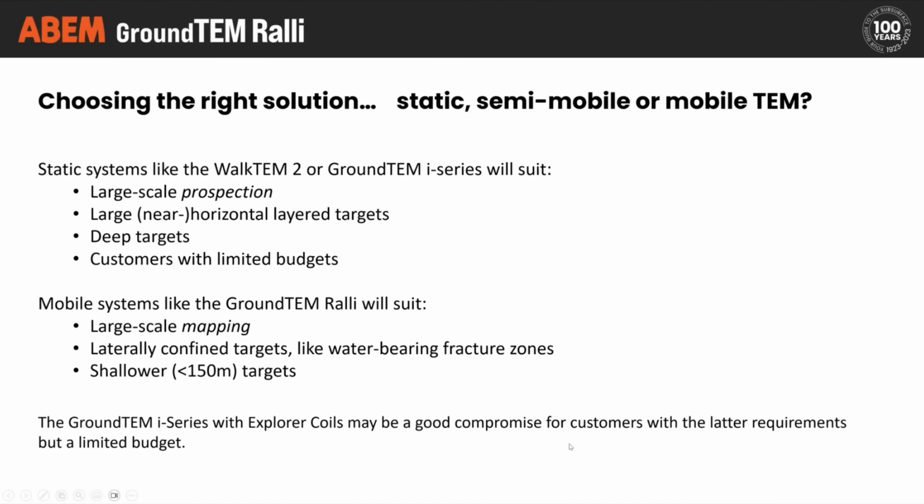If you are in that kind of, I really could do with that mobile, denser data, but you're also in that camp of not having the budget, then that's where those Explorer coils for the I-series come in, because they do allow you to be much more efficient. You can collect data much more quickly, and you can actually manually build up those profiles and volumes in a pretty feasible way, but without having the budget requirement for a full mobile system.